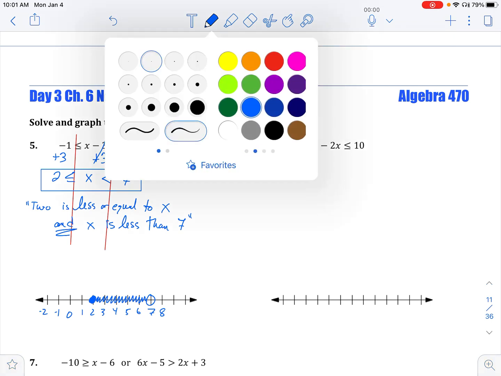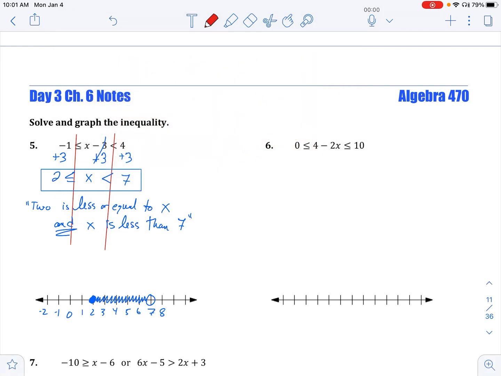As we prepare for problem number 6, I'm going to keep myself organized here. I'm going to put my left, my middle, and my right boundaries. And again, we're going to work to solve. When I work to solve here, to get rid of a positive 4, I'm going to subtract 4 in the middle, on the left, and on the right. As I do so, I get -4 is less than or equal to -2x, which is less than or equal to 6. I'm going to divide by -2.